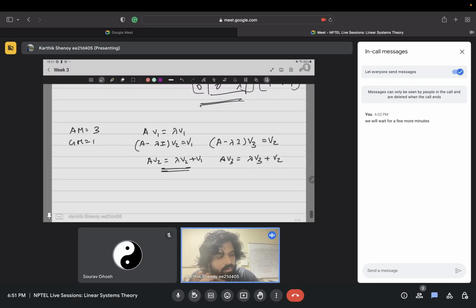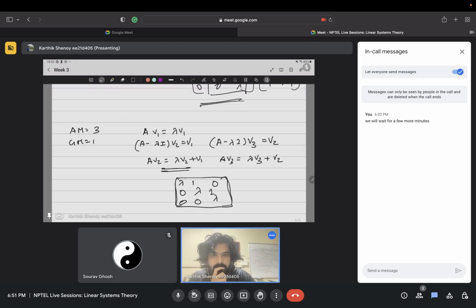Now if you write the block, you will get lambda, 1, 1, 0, 0, 0, 0. That's what you are going to get. So that's why you have these. Now how many Jordan blocks are there? Just one. This entire thing is a block.